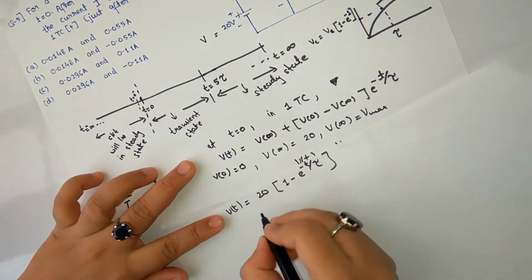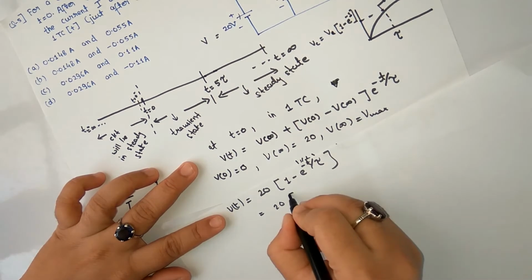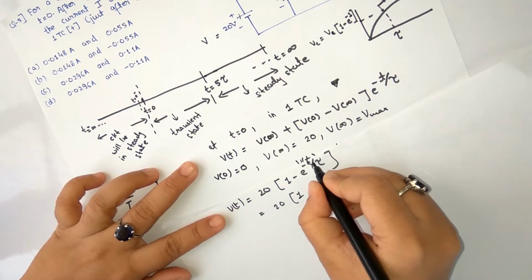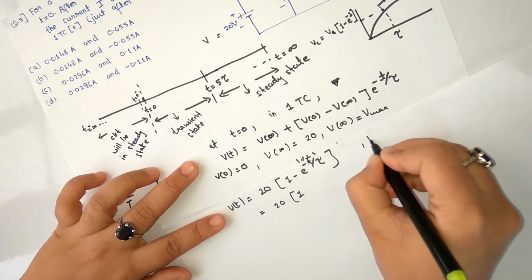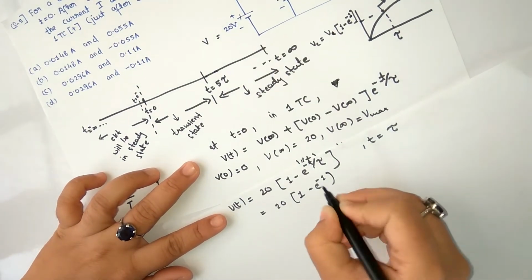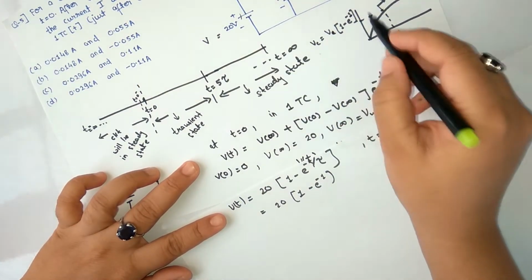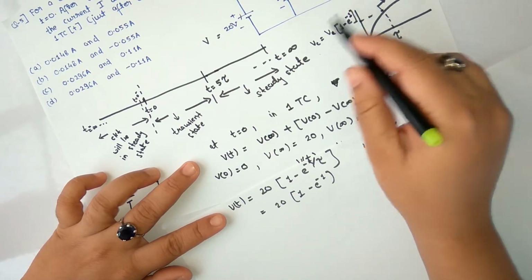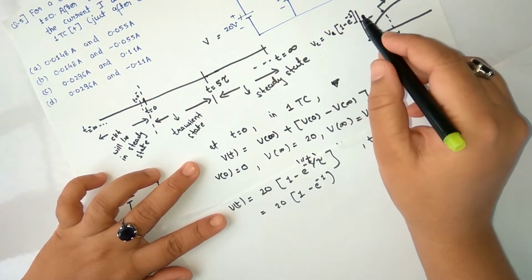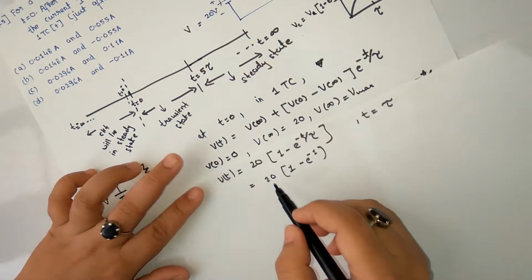Directly we also know that it will be 20 into 1. Since it is one time constant, t is equal to tau, so it will be 1 minus e to the power minus 1. This is how we got the formula V is equal to V1 minus e to the power minus t by tau. This equation corresponds to the charging of a capacitor. This is a standard equation, and this is how it is derived.